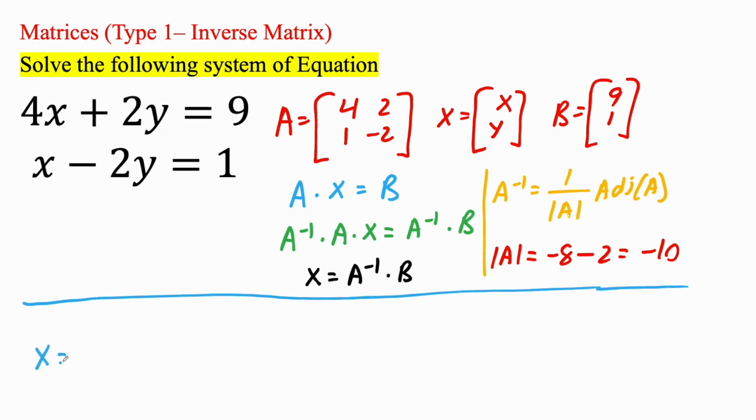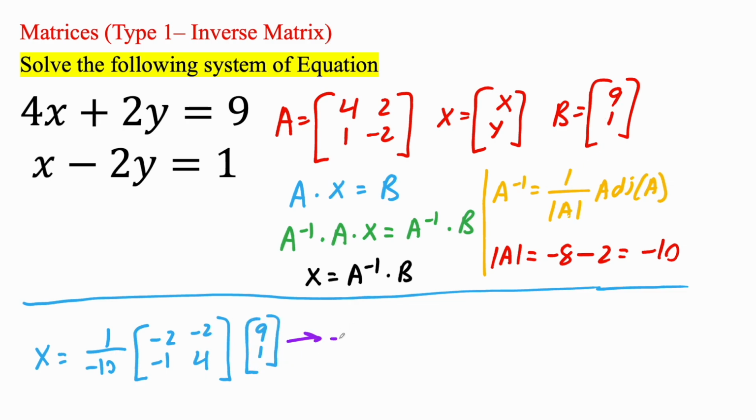So matrix X is equal to the inverse matrix, which we said is 1 divided by the determinant, so 1 divided by negative 10, now times the adjugate. And again, that's not bad. All we're going to do is switch 4 and negative 2, so it's going to be negative 2 and 4. This diagonal you just switch. Now this diagonal you flip the sign. So this is positive 1, make it negative 1. This is positive 2, make it negative 2. And now we're going to multiply by matrix B. And matrix B, we have it here, 9 and 1.